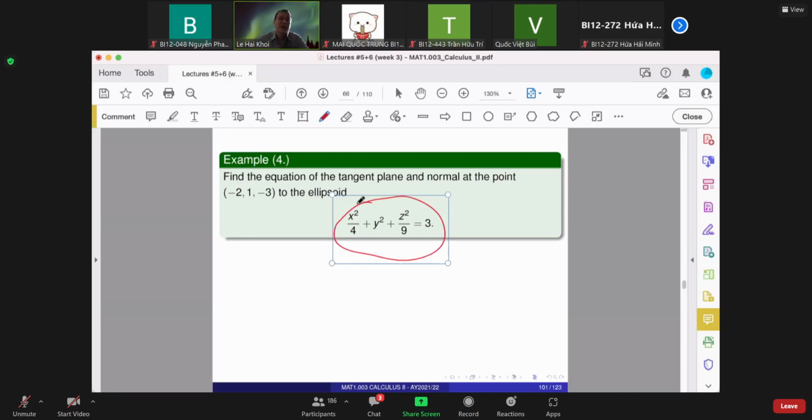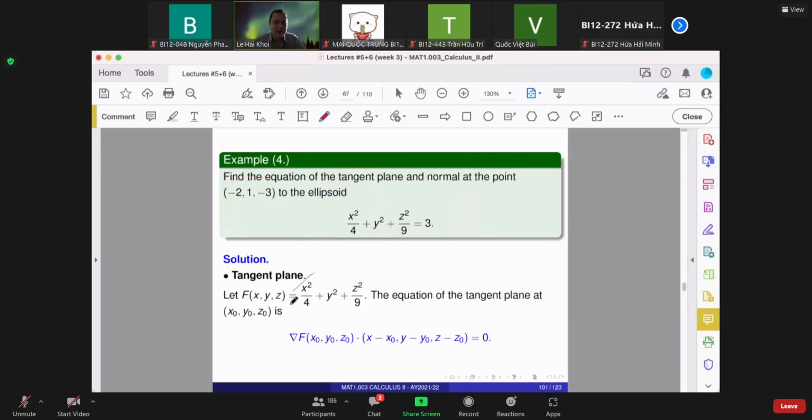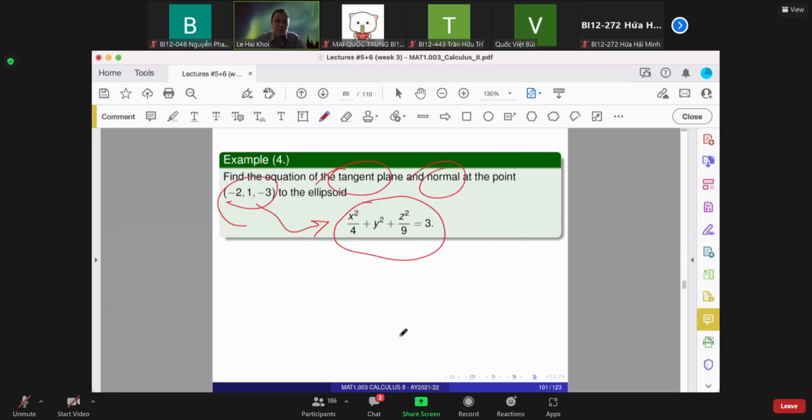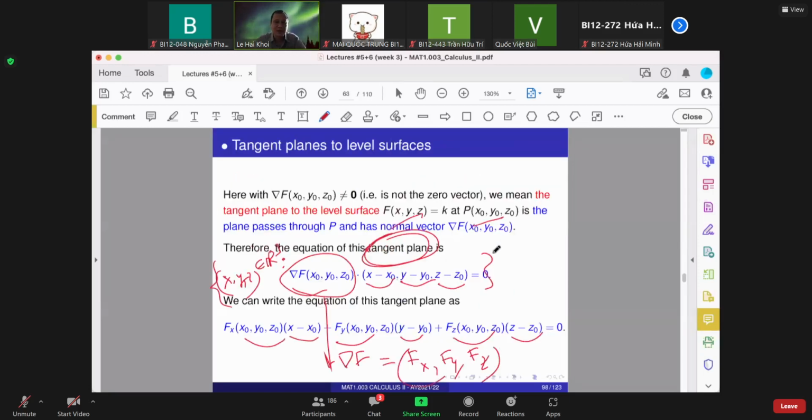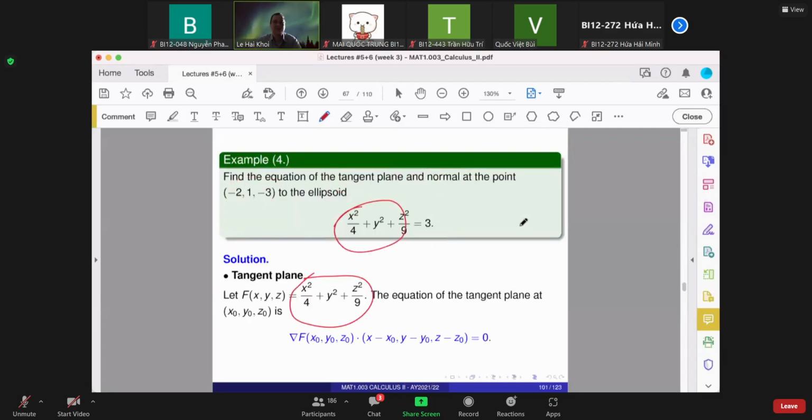Right? And this ellipsoid passes through the point -2, 1, and -3. Yes, you can check that easily. And you have to write down the tangent plane and normal at that point. Very easy. You know this from your high school. For analytic geometry, always easy to work on, right? Tangent plane, you have f(x, y, z) here, equal to 3. And the equation, we already talked about this one, right? So here is the equation of the tangent plane at this point.